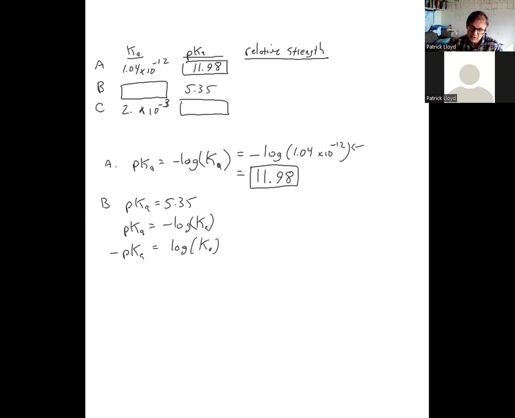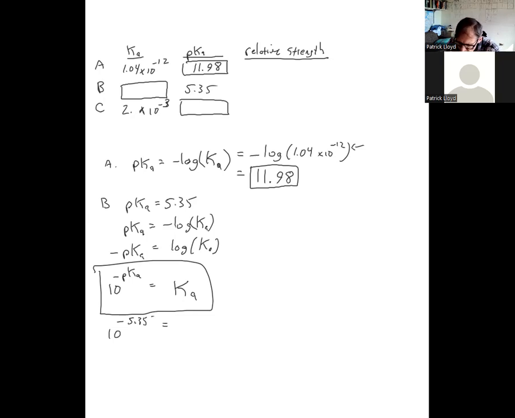And then we use the inverse function. The inverse function is 10 raised to the power. So 10 raised to the negative pKa is equal to 10 to the log of Ka, but the 10 and the log cancel each other essentially. They undo each other. So you get Ka. All we have to do is take 10 and raise it to the negative pKa. So 5.35.